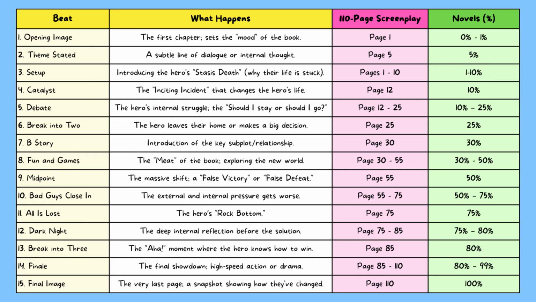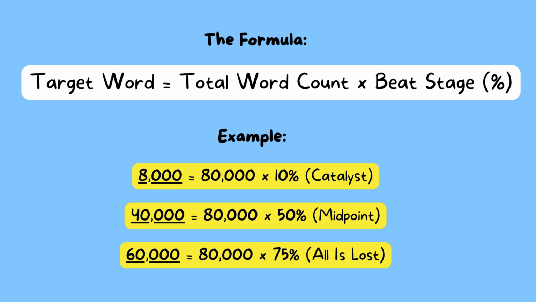In novels, where word counts can range from 50,000 to 100,000 words or more, we use percentages instead. Same beats, same rhythm, just scaled to your book. If you're writing an 80,000-word novel, your catalyst should land around word 8,000, your midpoint at word 40,000, your all is lost at word 60,000. The math is simple. Multiply your total word count by the target percentage, and that's your beat.